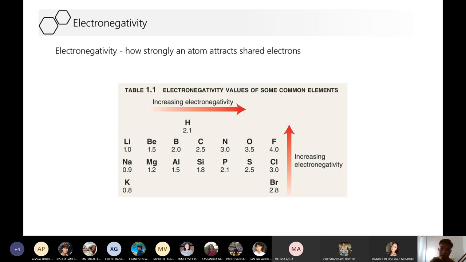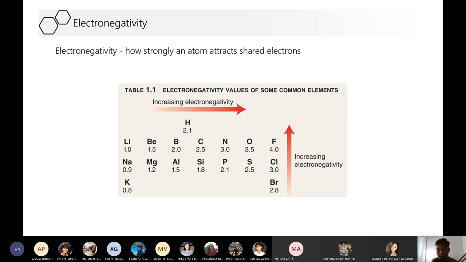However, if you decrease the size of the atom, ibig sabihin niyan, binabawasan mo siya ng electron shell, lumiliit yung atom, mas ma-feel ng valence electrons yung nucleus. No? Kasi mas malapit na yung distance ng electron cloud sa nucleus. So it will be more electronegative. Yung atom, mas malakas yung effect niya sa electrons or mas electronegative siya.